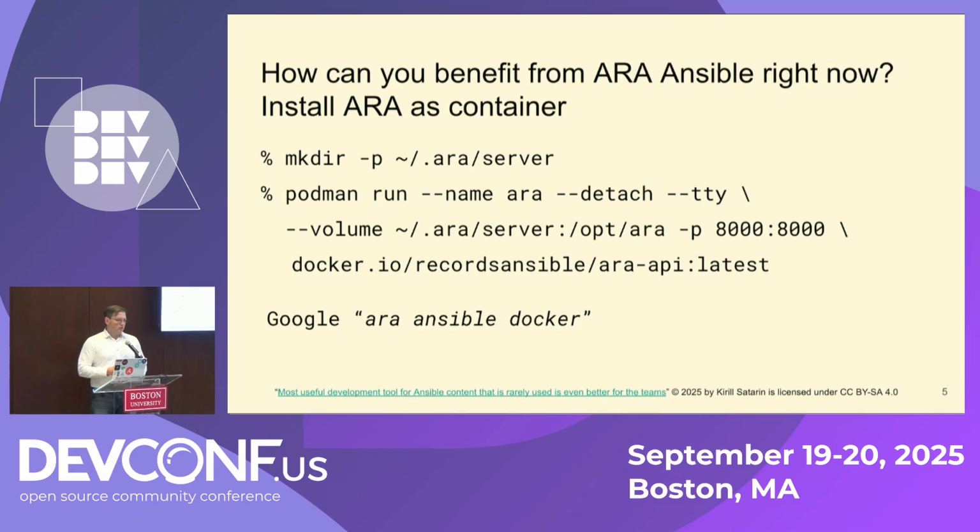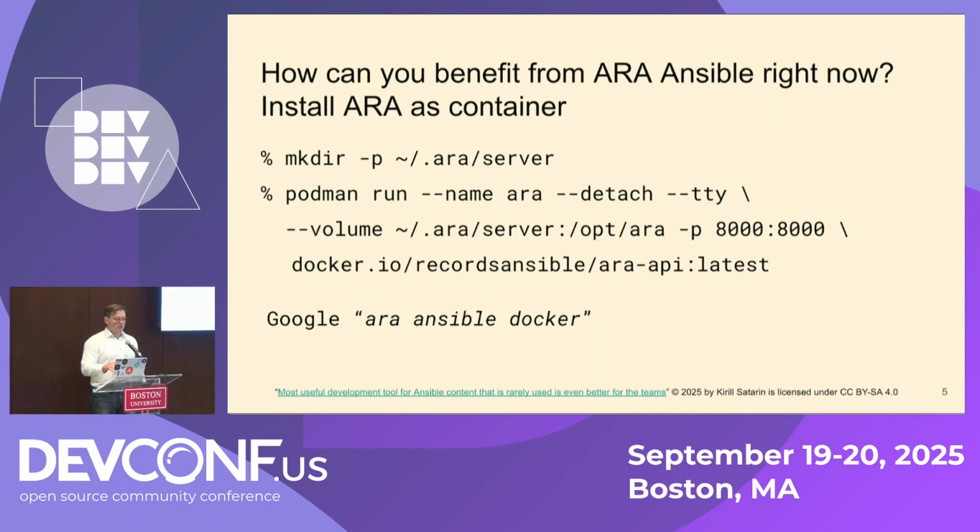So how can you use ARA? First, this is an example of how you can run it locally on your machine. Later, I will tell you how it can be installed, let's call it globally, for the whole team. You just Google ARA Ansible Docker, and you will find a few commands to run in order to run it as a Docker container locally on your machine.